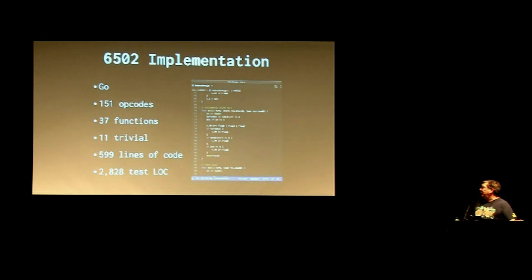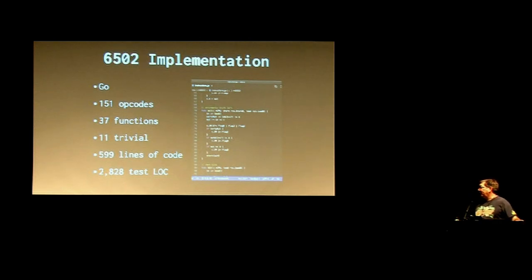The 6502 has 151 opcodes that need to be implemented, but you don't actually have to write a separate function for each one of those. So I did it in 37 different functions. 11 of those were so trivial that it could be done in one line of code. So my final implementation ended up being 599 lines of code. So if you think writing an emulator for the 6502 is a huge undertaking, it actually isn't all that bad.